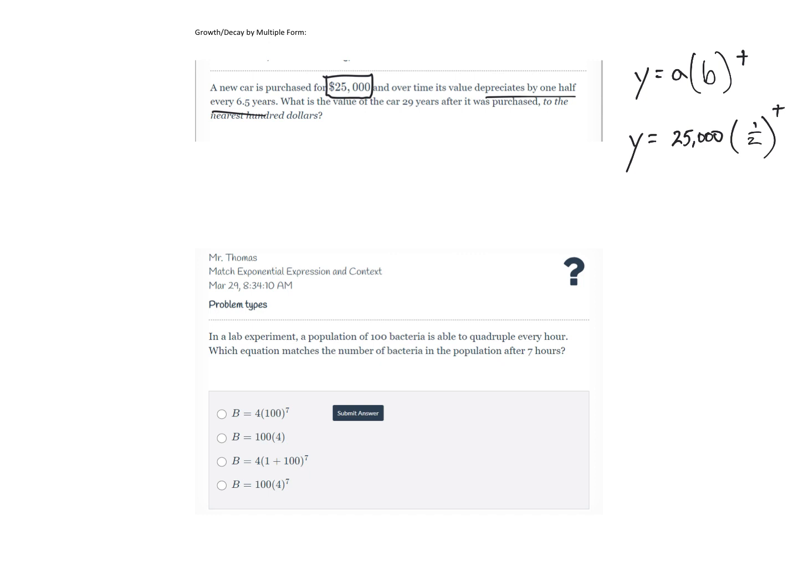Okay. Depreciates by 1/2 every 6.5 years. After 6.5 years, it goes down by 1/2.